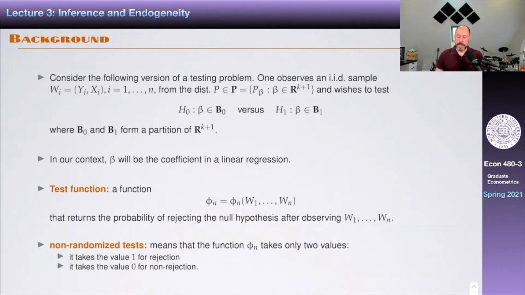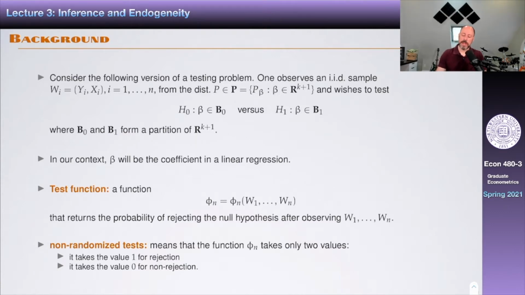This is a background. Consider the following version of what I call here a testing problem. We're going to observe data IID, and I'm going to denote the data here by W. In our case, W is just Y and X. It has size n, and it comes from distribution P.